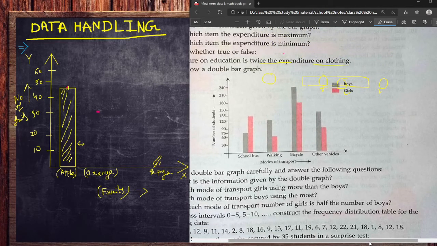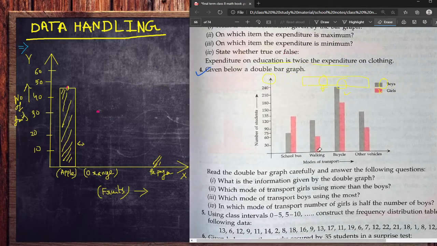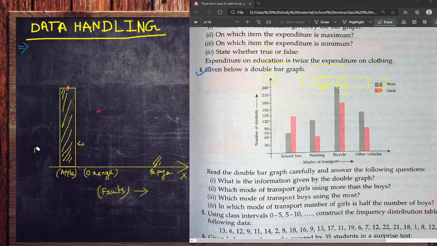Okay, so as you can see over here, this is the given bar graph, and what we have to do regarding this bar graph? What is the information given by this double bar graph? So this is a kind of reverse process, right? We don't have to create that bar graph. We have to analyze that bar graph. Okay. So first of all, we have to check the values along the y-axis. What is represented along the y-axis? That is the number of students, right?